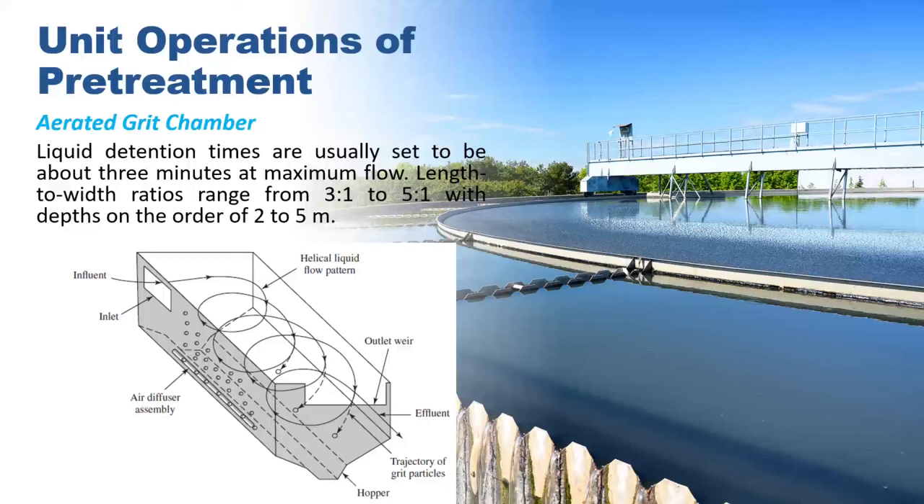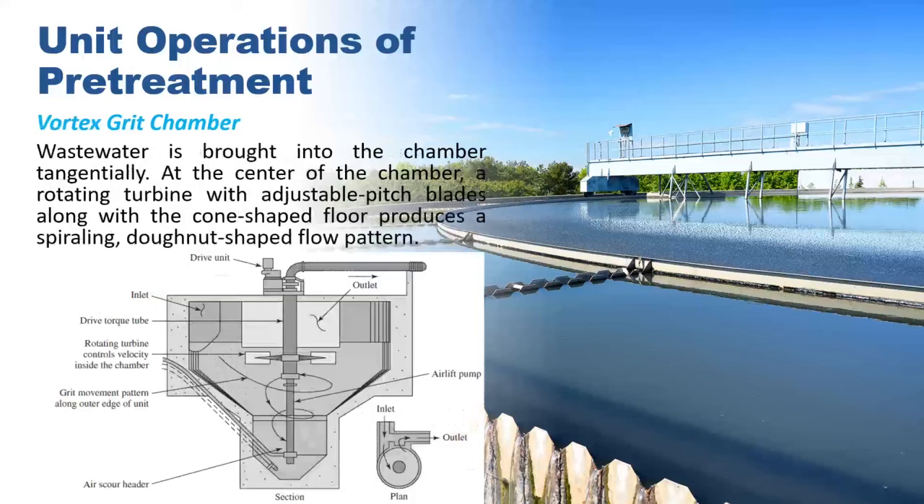So this is an example of an aerated grit chamber. As you observe, it introduces air and the influent has a helical liquid flow pattern. Now let's move on to the vortex chamber.